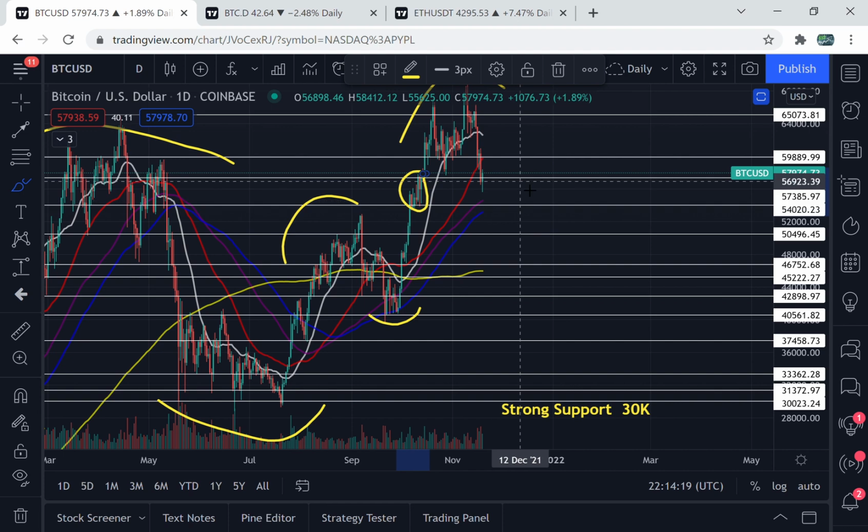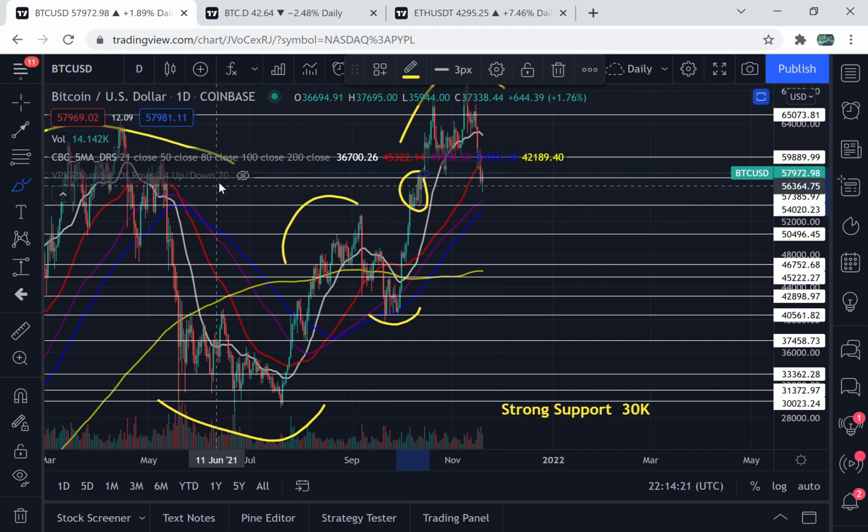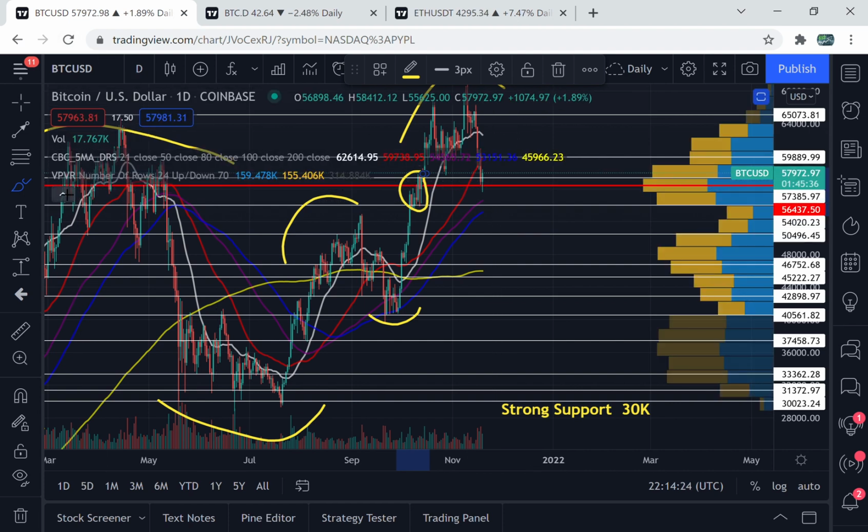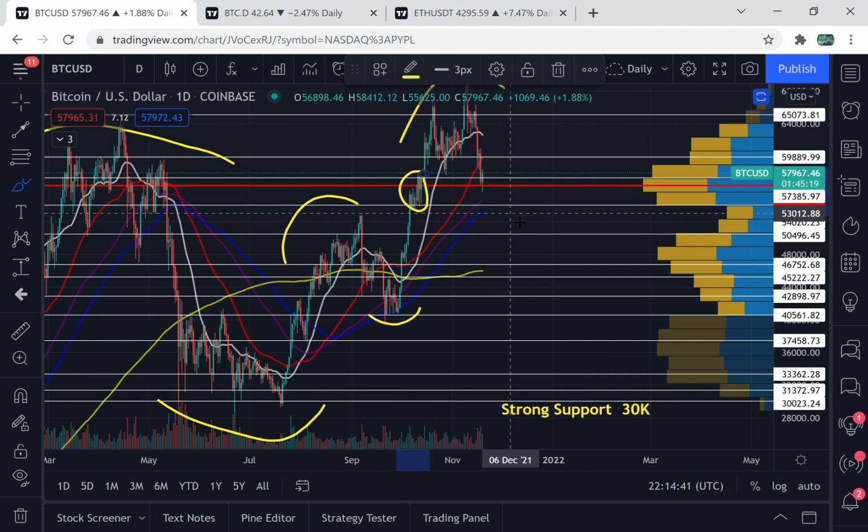Let's turn on our VPVR. This is our volume profile. So again, as you can see, our volume profile line matches up with where our bottom support is, about 54,000. That's why I've been calling about a 54,000 potential bottom, or a short-term bottom where it could range. You also have two moving averages that can act as support. If this 54,000 doesn't hold, I would expect Bitcoin to drop down to about 50,400.